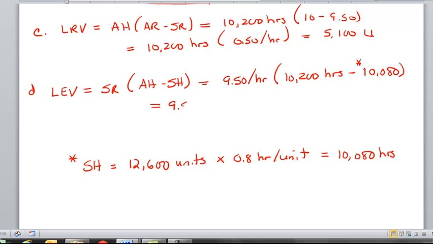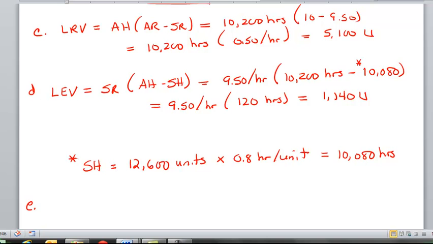So then it's $9.50 per hour times the difference of 120 hours gives me a variance of 1,140 unfavorable. And again, that's because my actual hours exceeded my standard quantity hours.